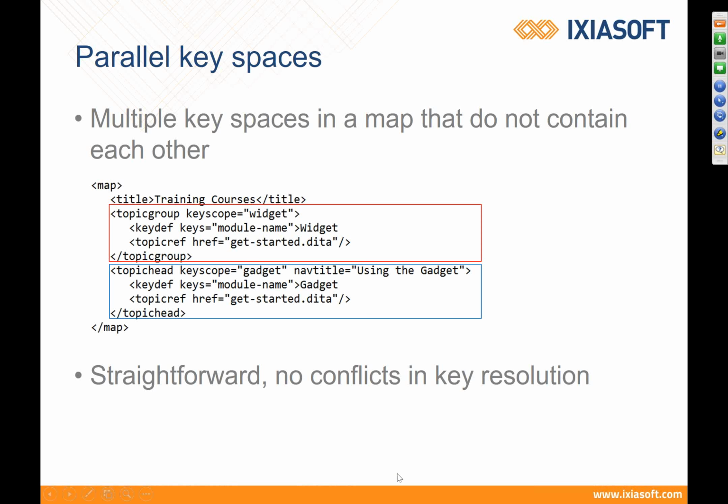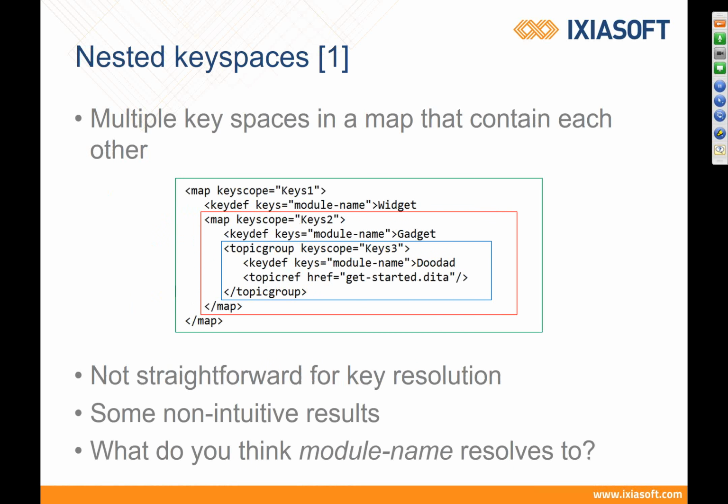So when you have parallel key spaces, this is very straightforward. There are no conflicts in the key resolution. The keys resolve exactly how you would expect them to. It's all good. Now, you can have nested key spaces as well. And these are, as you would suspect, multiple key spaces in a map that contain each other or that overlap with each other.